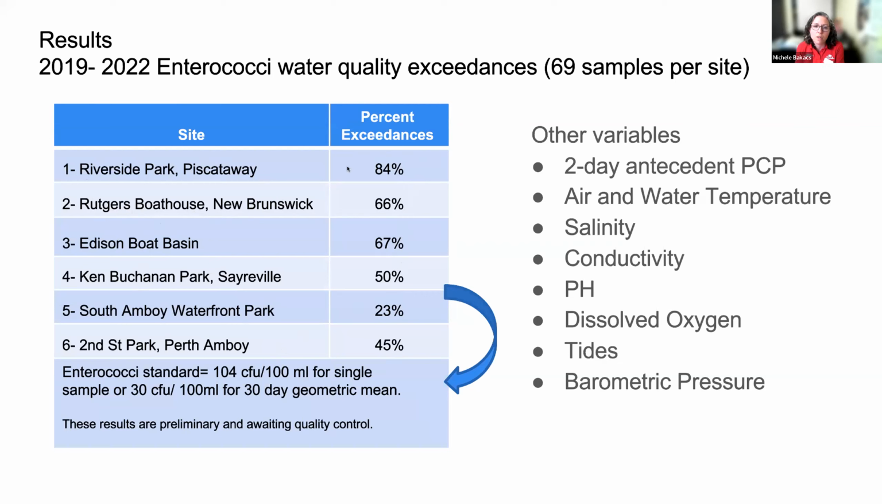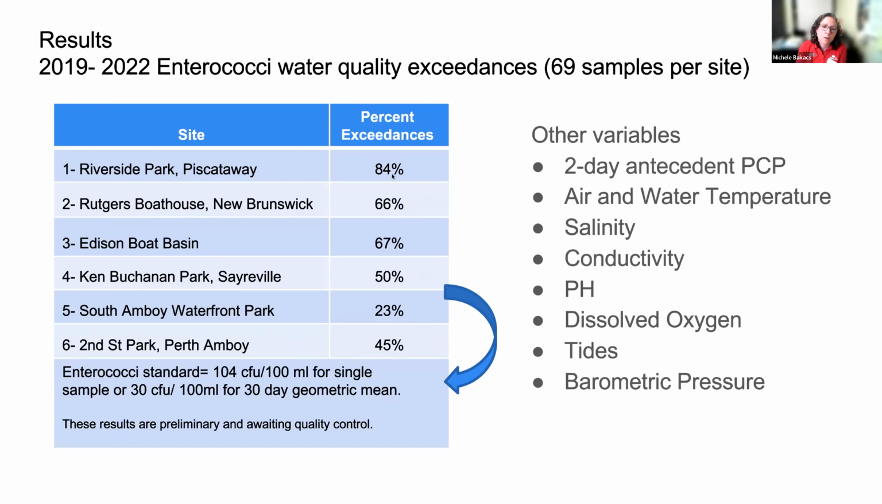So the results are at Riverside Park, 84% of those 69 samples have come up above the water quality standard. At Rutgers Boathouse in New Brunswick, 66% of the samples have been above the standard. Edison Boat Basin is also in the same range there at 67%. And then in Sayreville, Ken Buchanan Park, half of the samples have been above the water quality standard. At South Amboy Waterfront Park, 23% of the samples have been above the standard. And then at 2nd Street Park in Perth Amboy, 45% of the samples have been above the water quality standard.